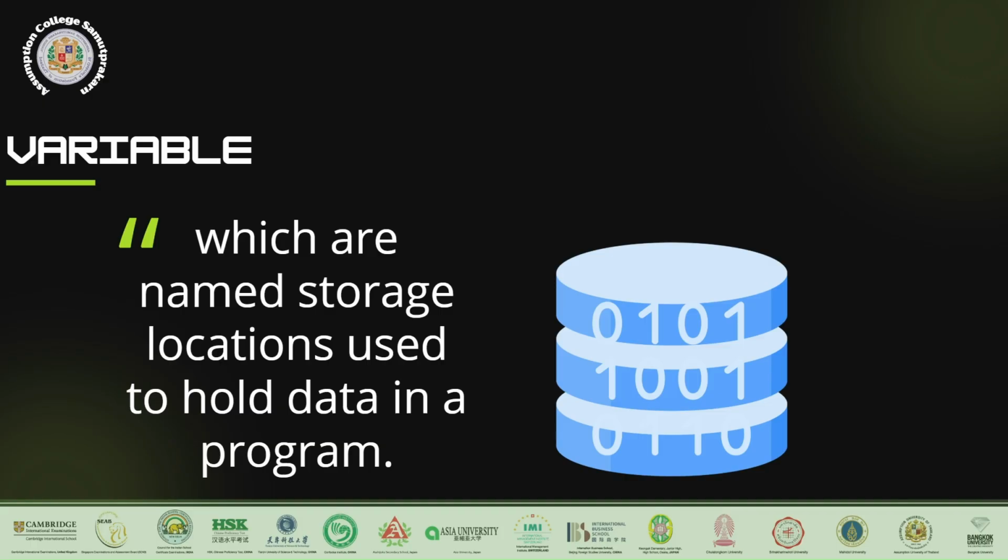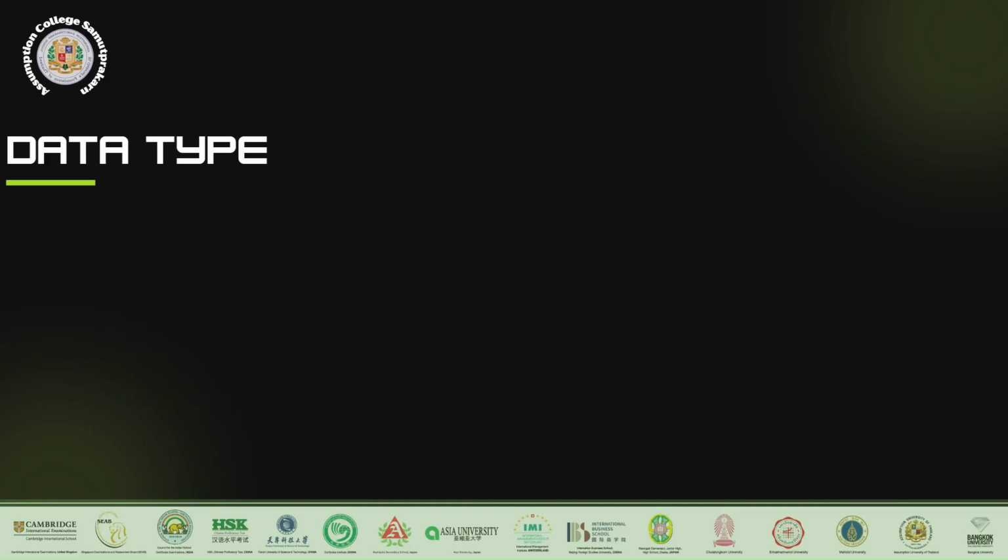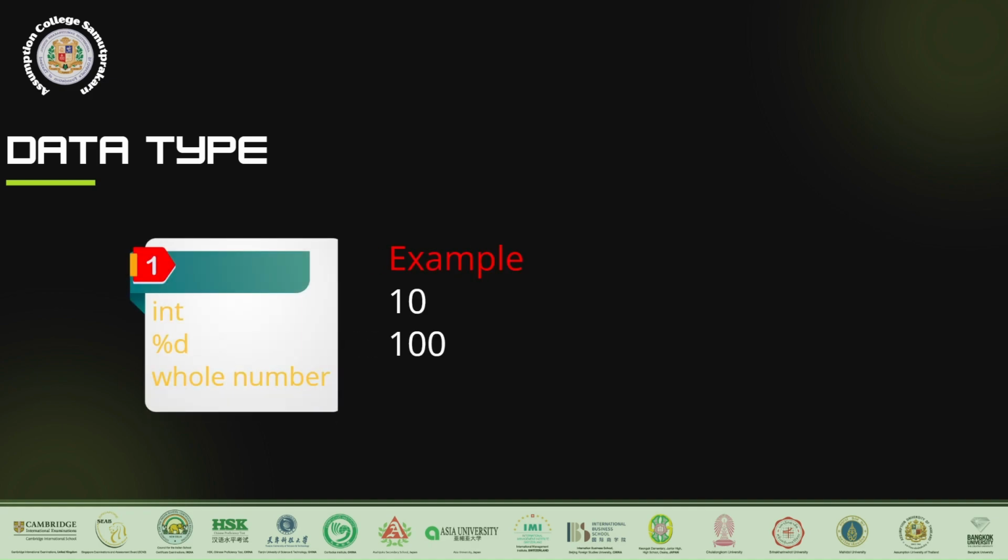Now, instead of repeatedly writing values inside printf, programmers use variables, which are named storage locations used to hold data in a program. Each variable has a data type, which defines what kind of value it can store. The first data type is int, used for whole numbers like 10 or 100. Its format specifier in printf is %d.